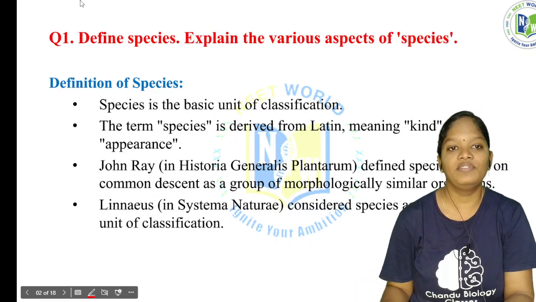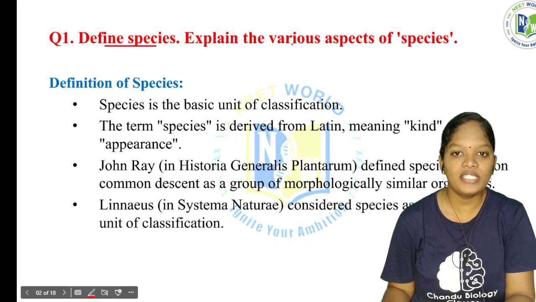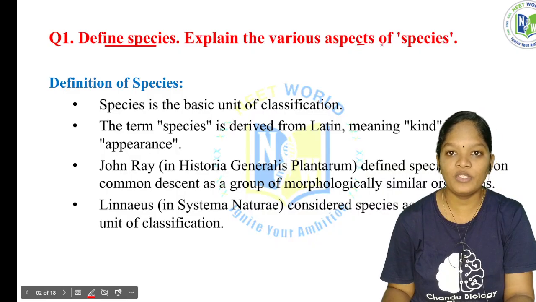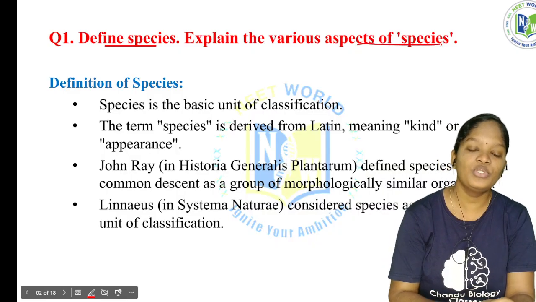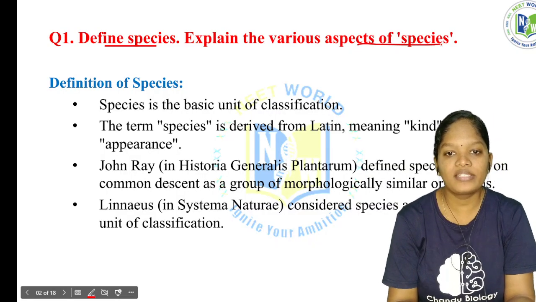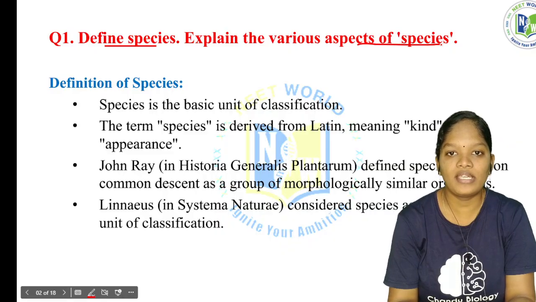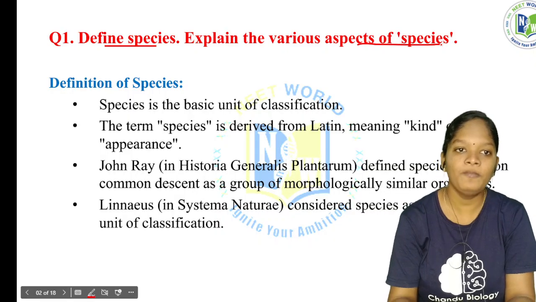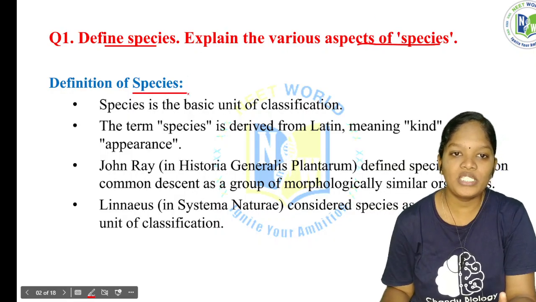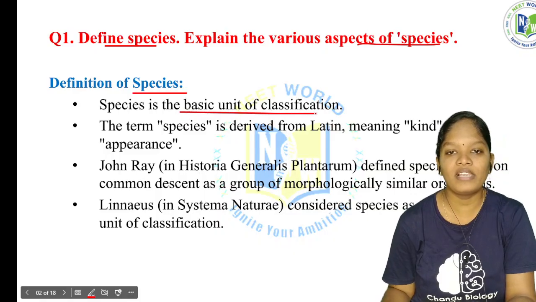So the first question will be: define the species, explain the various aspects of the species. You should know we can divide this question into two parts. What is species? And we have to analyze the various aspects of the species. The definition of species is that it is a basic unit of classification.